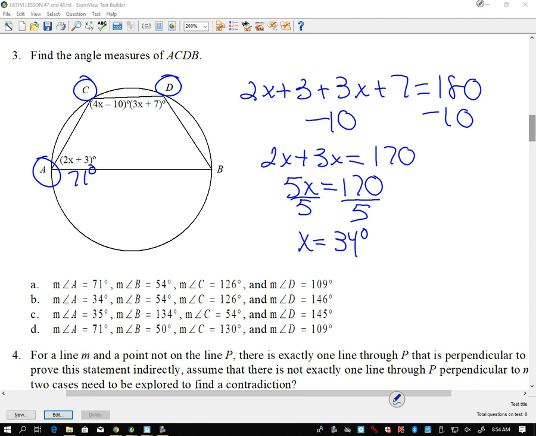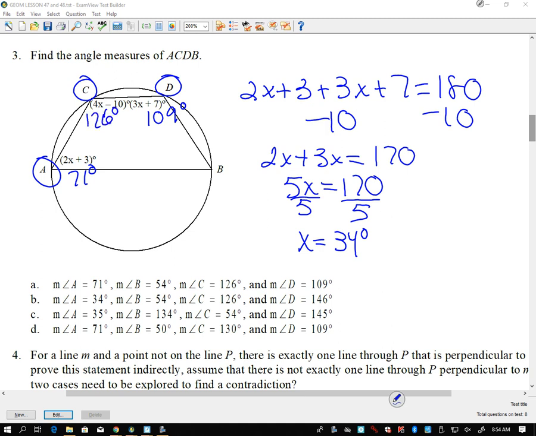What's 3 times 34? Plus 7. 109. Of course, I see that 109 plus 71 is 180. What's 4 times 34? 136 minus 10.